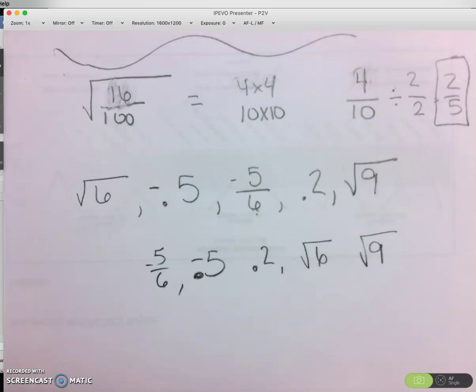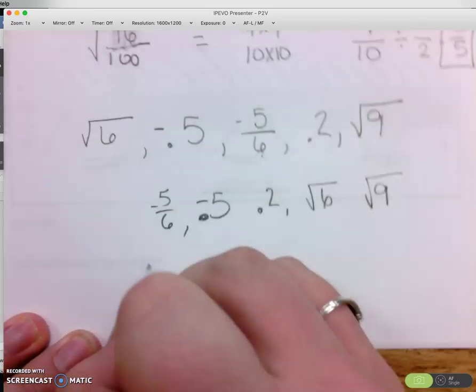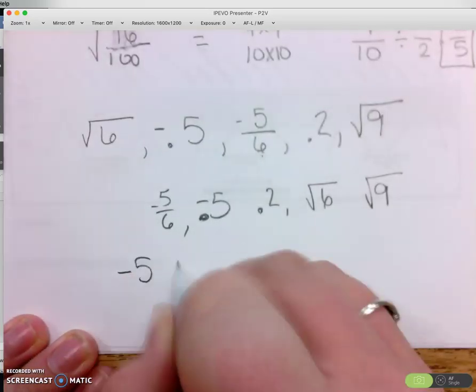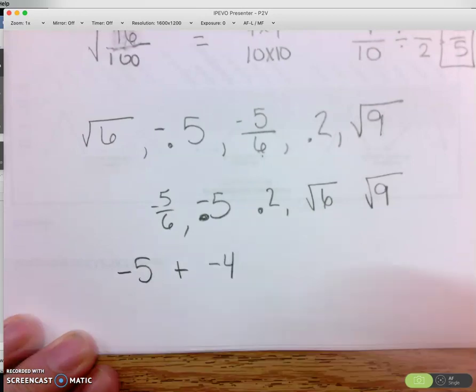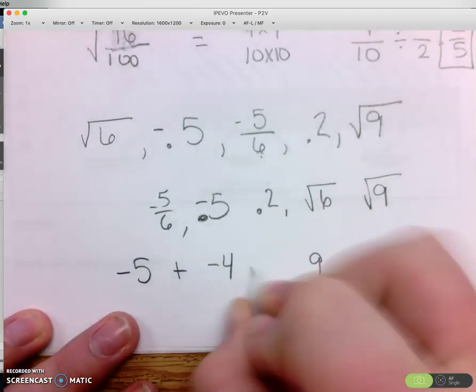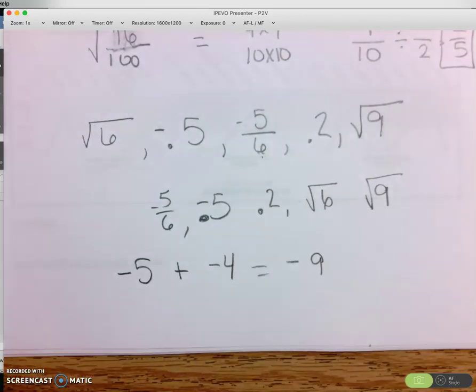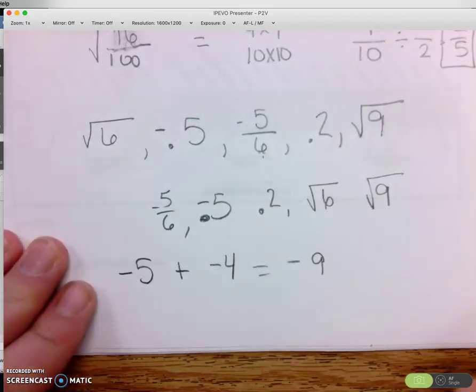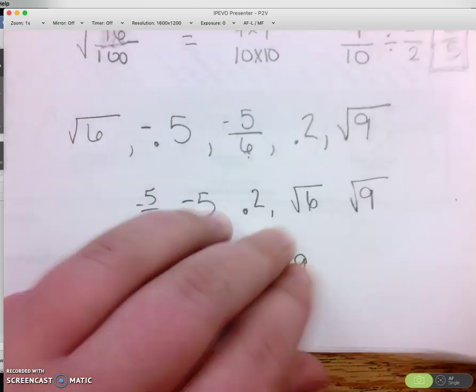If I'm adding numbers and they are, so negative 5 plus a negative 4, they're both negative, so I add them together and it stays negative. You won't have to show work on that one. Dividing fractions, don't ask why, flip the second and multiply. So you're going to have to divide fractions.